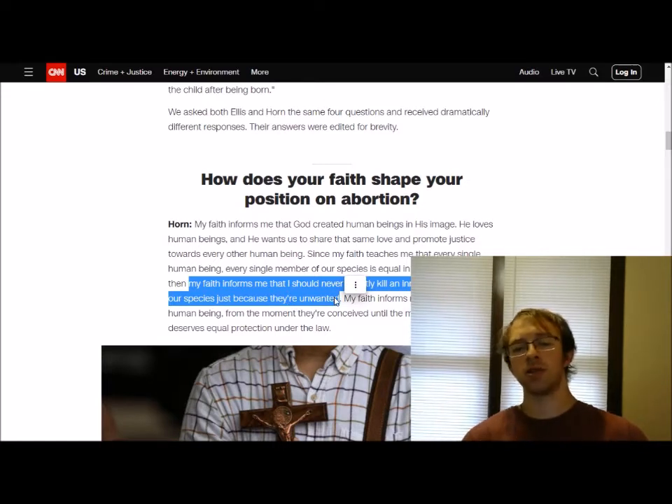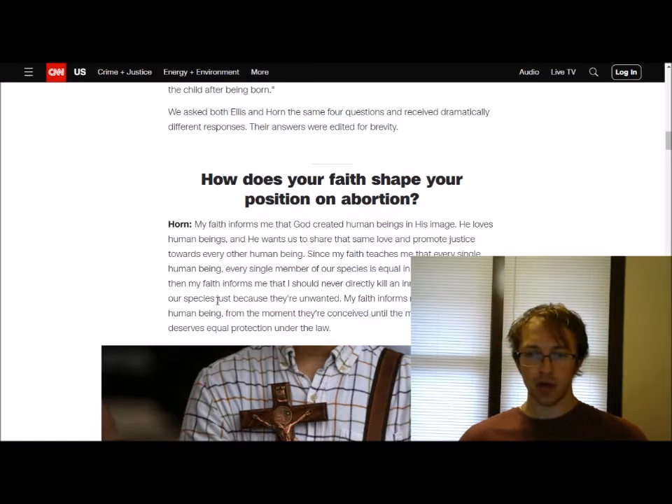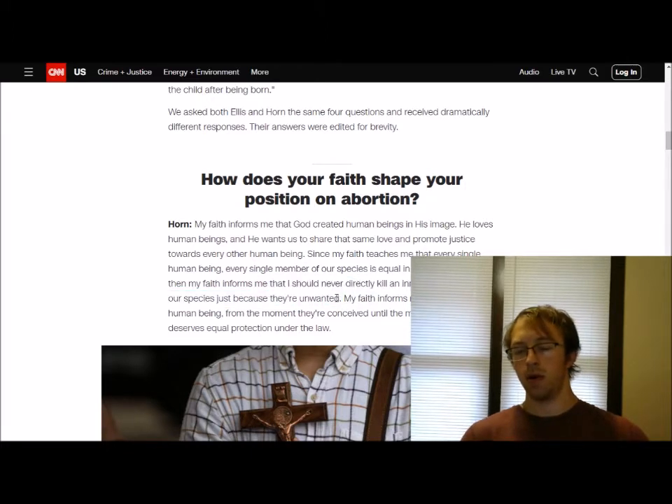The implied conclusion is that abortion is this, right? He's against abortion. So it's implied that he's saying abortion is the direct killing of an innocent member of our species. Now, interestingly enough, he puts here "just because they're unwanted." Well, it's true that in the situation where you do that just because they're unwanted, that would be wrong. But I think Trent would also agree. In fact, I know he does.